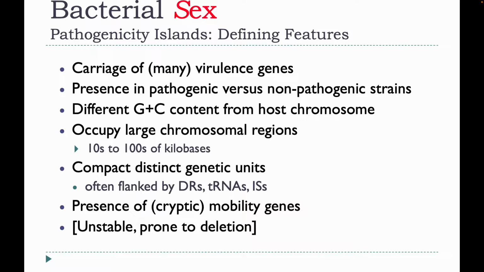I don't know if we're going to look at them later on Artemis. Are we going to look at GC content? I'm not sure. We can.